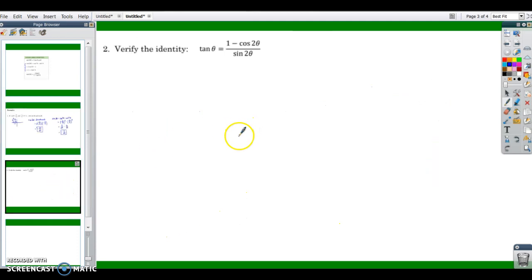Okay, in example number 2, we're going to verify the identity. Remember, when we're verifying, we're doing everything only on one side of the equal sign, right? We're not going to do anything across the equal sign. So what we want to do is we want to simplify things down into something that's more reasonable to work with. Tangent, I know I can simplify into sine over cosine, so I'm going to do that on the left.